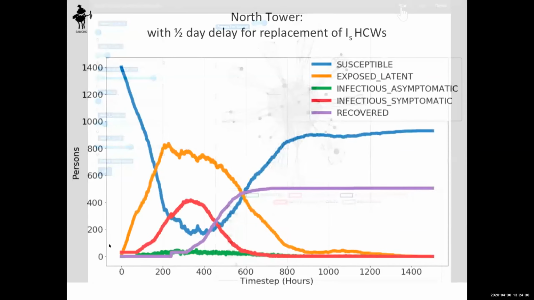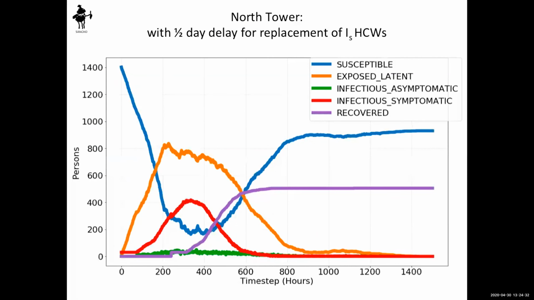So like I promised, this is the SEIR graph with a half-day delay right now built in for replacement of symptomatic infected healthcare workers with non-infected, non-symptomatic healthcare workers from outside population. You can see here, mimicking what was in the dynamic version, that susceptible population rebounds.